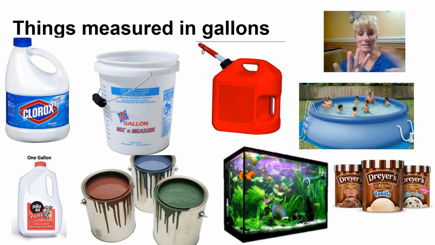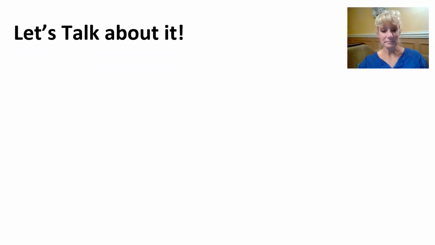Inside each quart, you have 4 cups. So you have 4 cups, 4 cups, 4 cups, 4 cups. That gives you 16 cups. So inside of a gallon, you're going to have 16 cups. You're going to have 4 quarts, and you're going to have 8 pints inside a gallon. That's a lot of things to keep in mind. I use my body when I'm thinking about the gallon, and I'll show you in just a little bit.